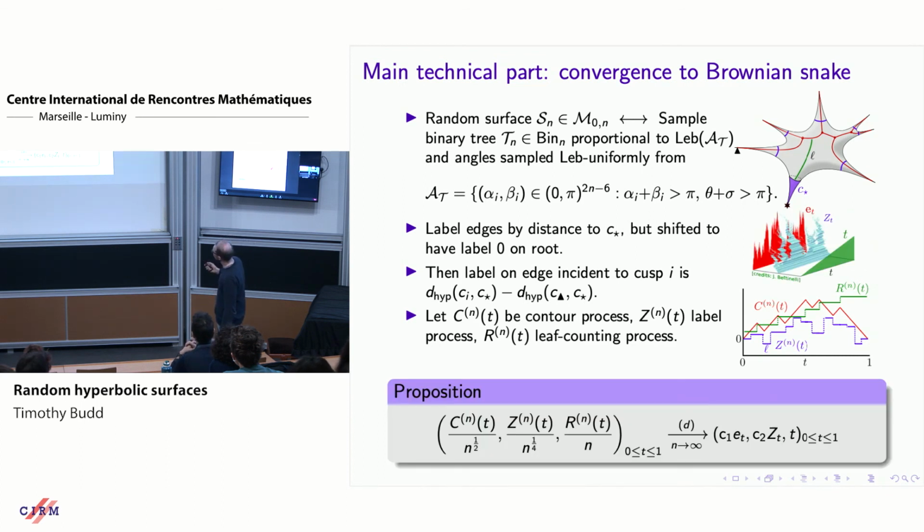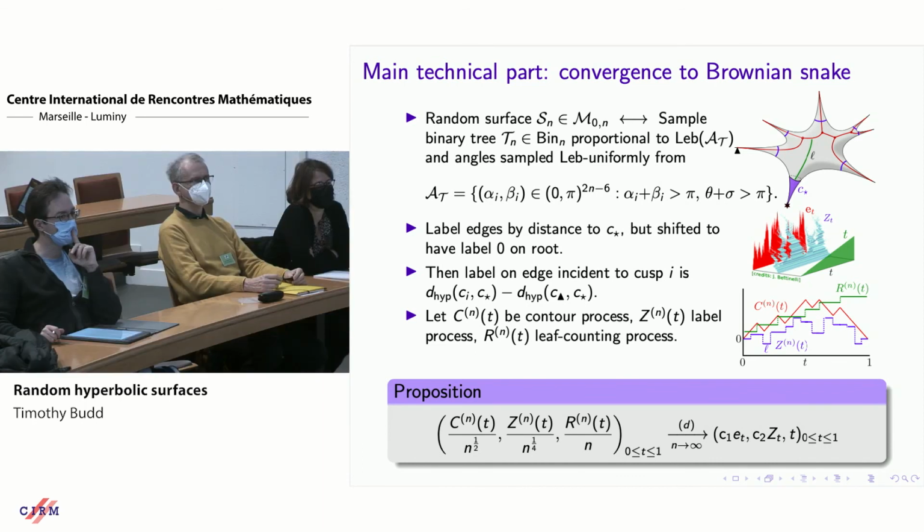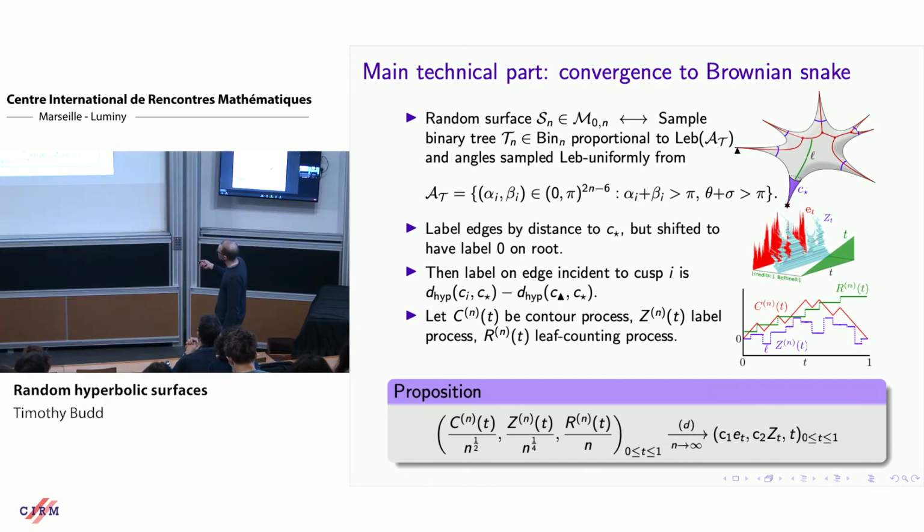And what we want to show is that this contour process normalized by square root of n, the labels normalized by the fourth root of n, and the number of leaves so far normalized by the total number of leaves scales towards a Brownian snake, so a Brownian excursion, E of t, a Brownian snake which encodes kind of the labels on top of the CRT that is encoded by the Brownian excursion. And the leaves that we count, it should just scale towards a linear function.